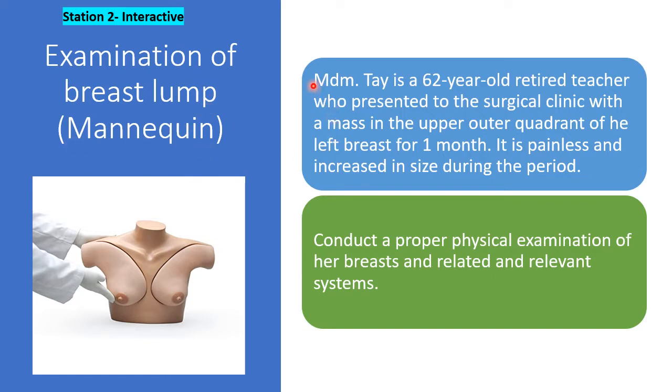Again, you are told of the history. It's Madam Tay, a 62-year-old retired teacher, who presents to the surgical clinic with a mass in the upper outer quadrant of her left breast for a month. It's painless and increased in size during the period. Conduct a proper physical examination of her breast and related and relevant systems.